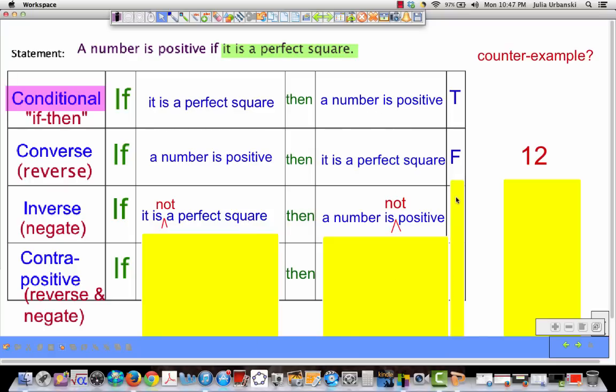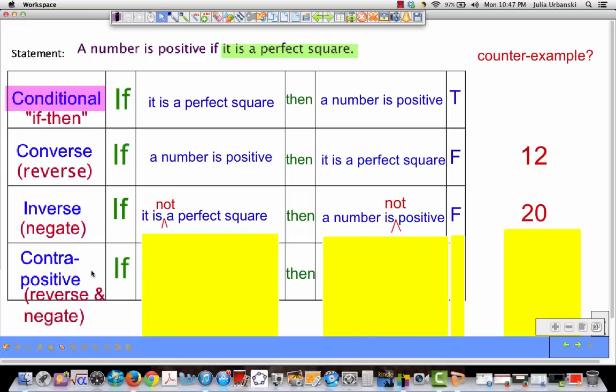That is also false. You can have numbers that are not a perfect square, and yet it can still be positive. Remember, this part has to be true, and this part comes out false. So we can have a number that is not a perfect square, like 20, and we can still say that that number is positive. So that statement is false.